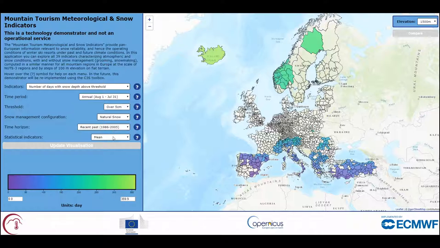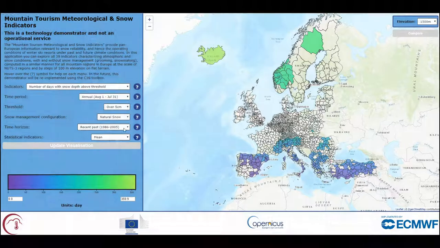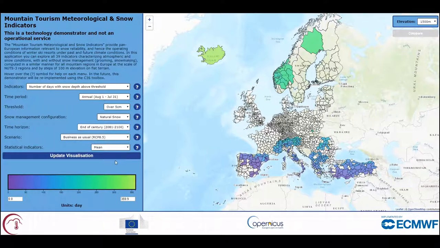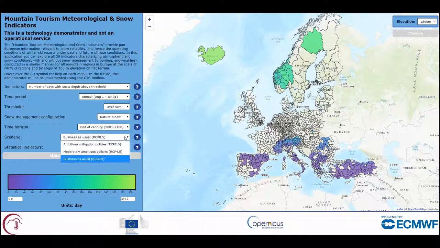So of course, it would take quite some time to go into the details of all those different things. So I will focus on a few key elements. The main key element is that you can navigate into the future using climate change scenarios. So if I compare already to the end of the century situation, and I visualize that, this is for a given scenario, a given emission pathway. Here it's RCP 8.5, which is considered the business as usual situation. Here we can map the number of days where there is more than 5 centimeters on the ground on flat terrain at a given elevation. And this is only for natural snow.